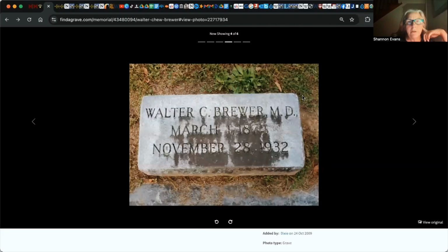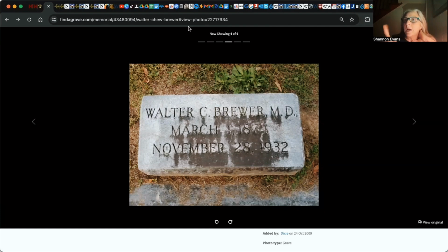I found this particular person buried out at Friendship Cemetery. It is a sizable city cemetery here in Columbus, Mississippi, where I live. And they've been burying people there since about the 1850s. And then they have some headstones they brought from other cemeteries and placed them there. So let's say I'm looking for Walter Chew Brewer, who apparently was a doctor. He was born March of 1874, November 28th of 1832.